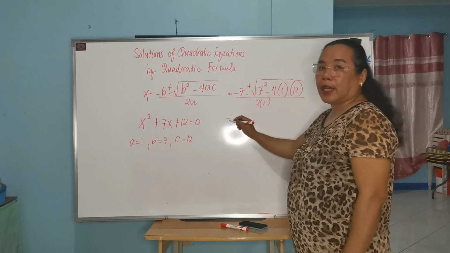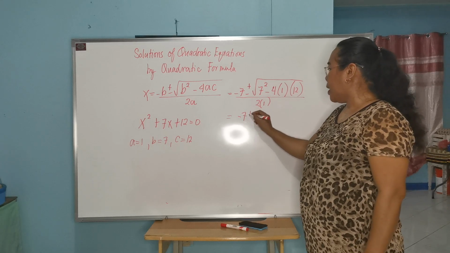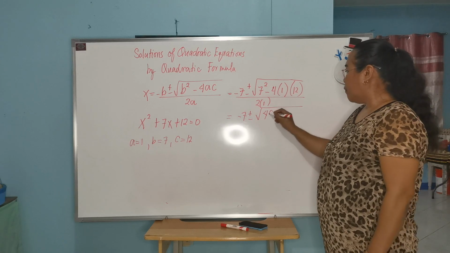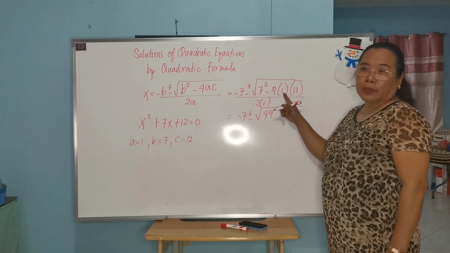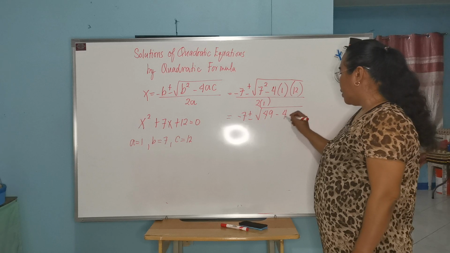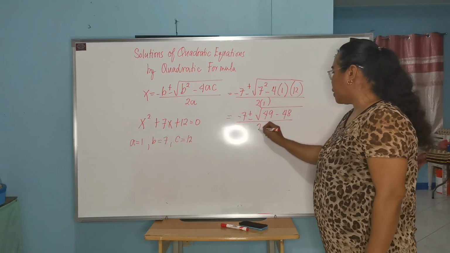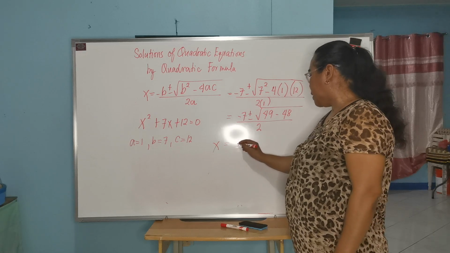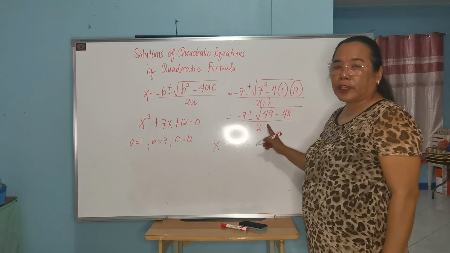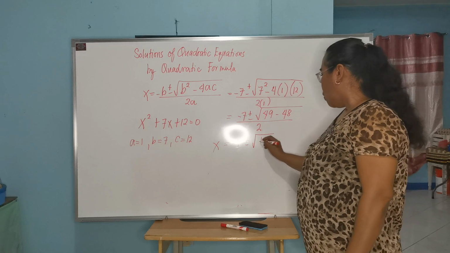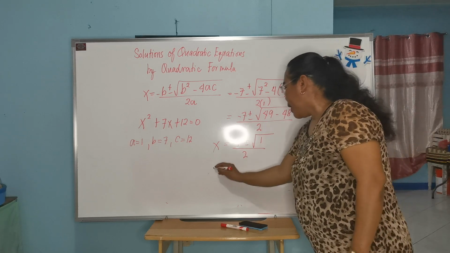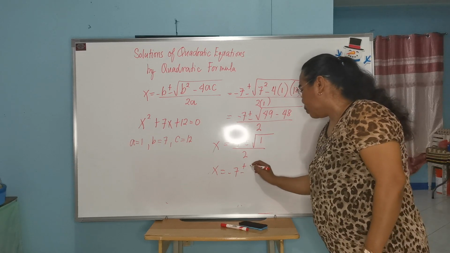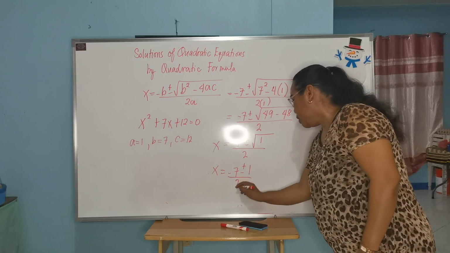And this would give us negative 7 plus minus. What is the square of 7? That would be 49. What is negative 4 times 1 times 12? That is negative 48. All over 2 times 1, which is 2. So therefore, our x is negative 7 plus minus 49 minus 48, which is 1, over 2. Extracting now the square root of positive 1, and that would be 1 over 2.